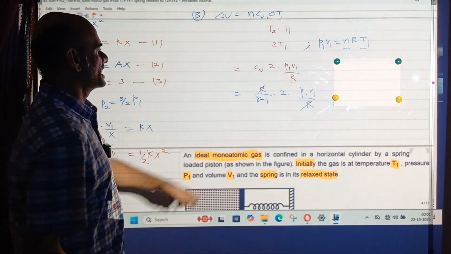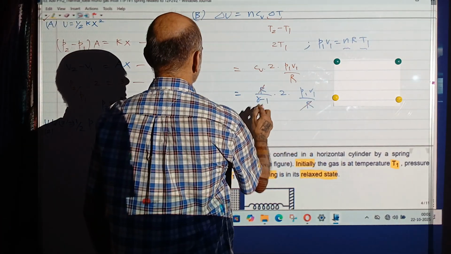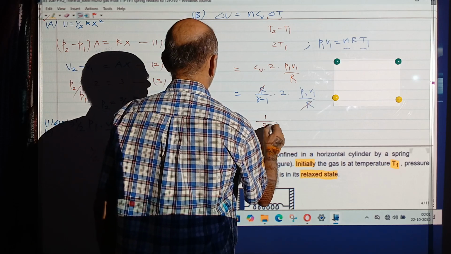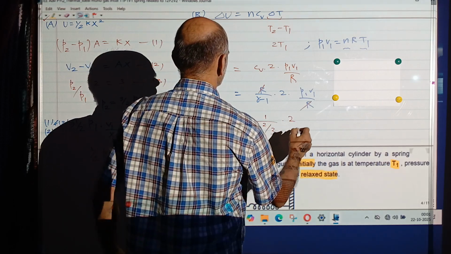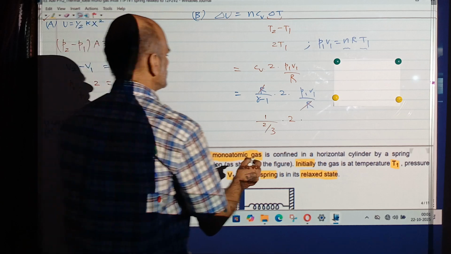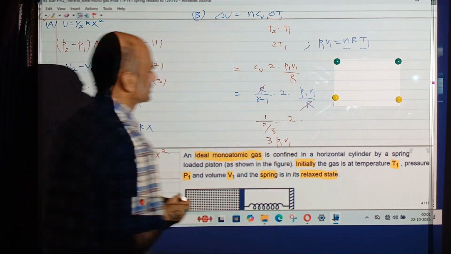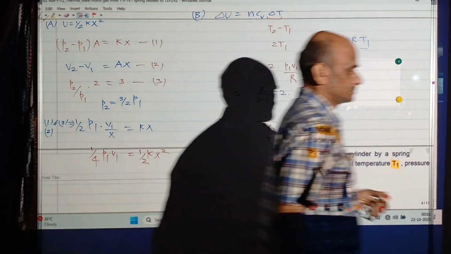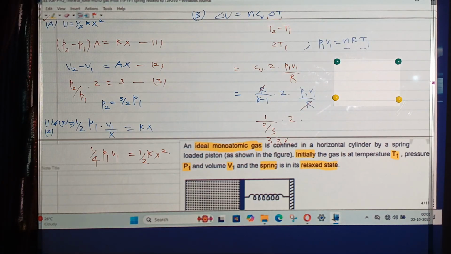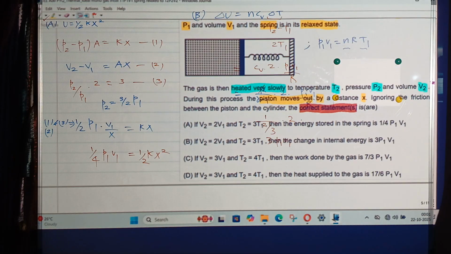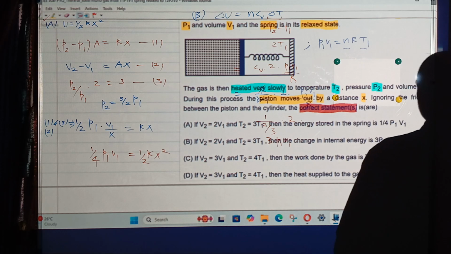And for a monoatomic gas, gamma is 5 by 3. So 5 by 3 minus 1 is 2 by 3, into 2 into P1 V1. So this will be thrice P1 V1. Simple manipulation. Option B says just 3 times P1 V1. So option B is also true.